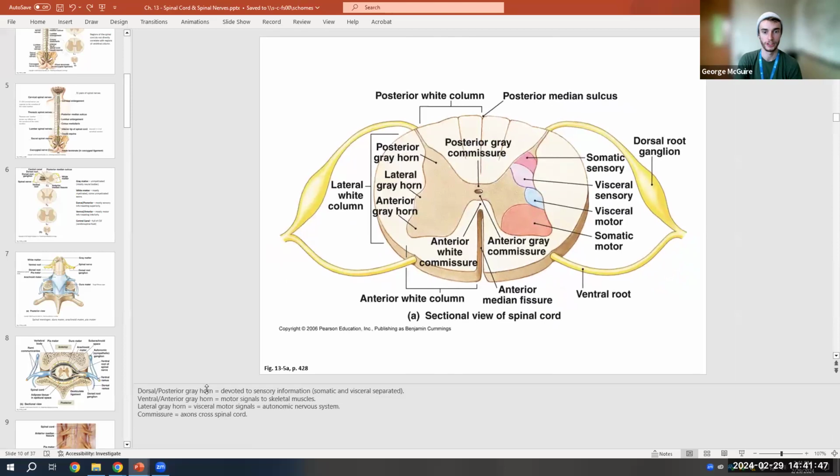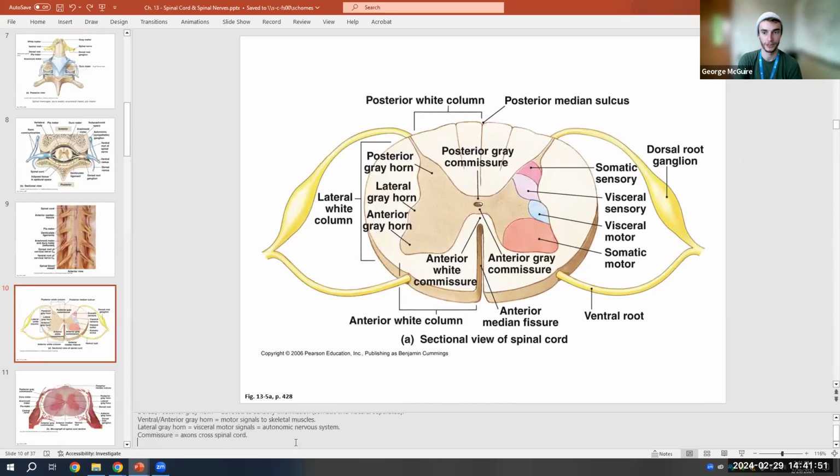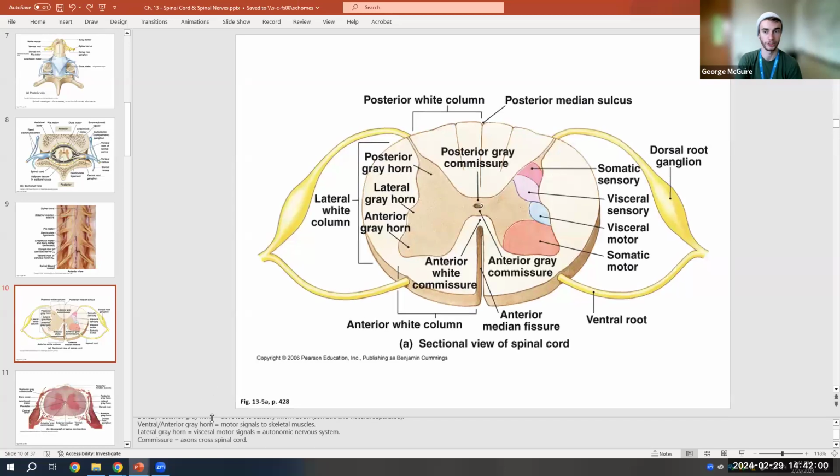Be sure that's all the important info there. Just another vocabulary term, the commissure. So for our anterior white commissure, anterior gray commissure, posterior gray commissure, commissure is just referring to where axons cross the spinal cord, sending a signal across the midline of our body instead.